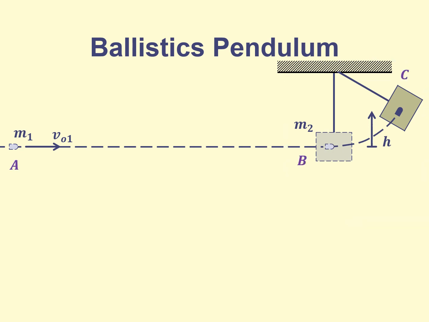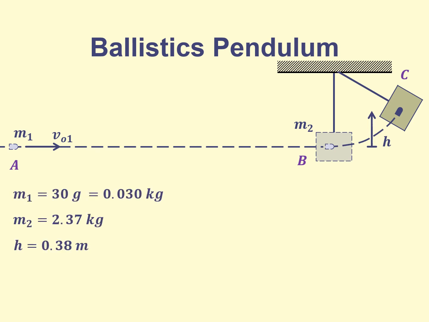In looking at these two, we're going to take each point at a time rather than using initial and final. Since we have multiple points, it's better to use A, B, and C. So the mass of the bullet is 30 grams, which is 0.03 kilograms. The mass of the block is 2.37 kilograms, and the height that both of them rise together on the other side is 0.38 meters.